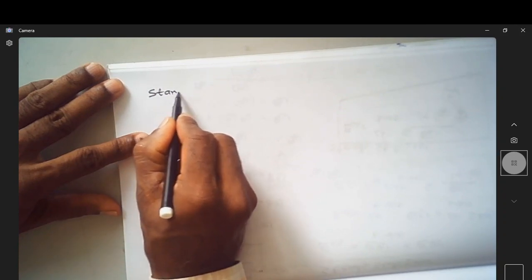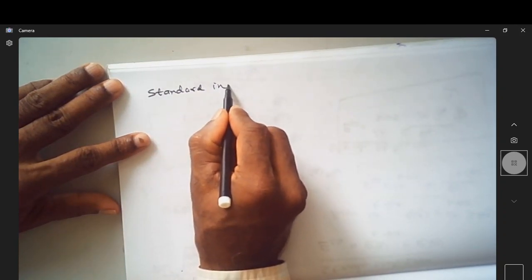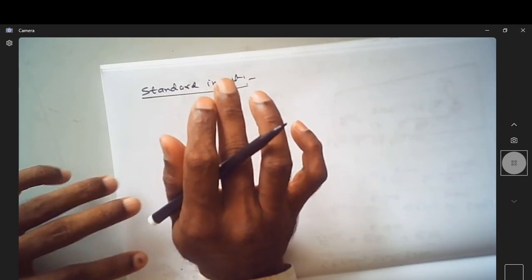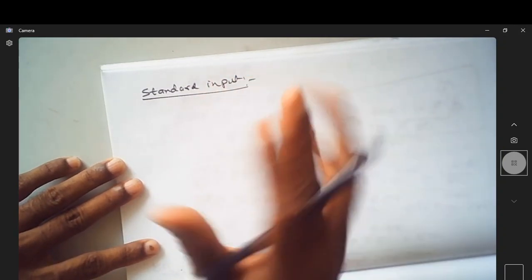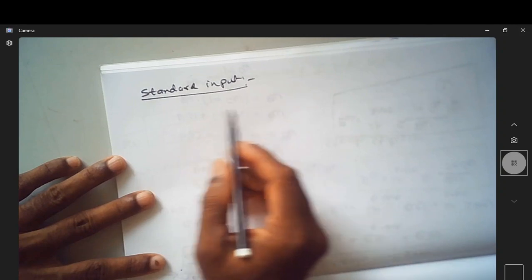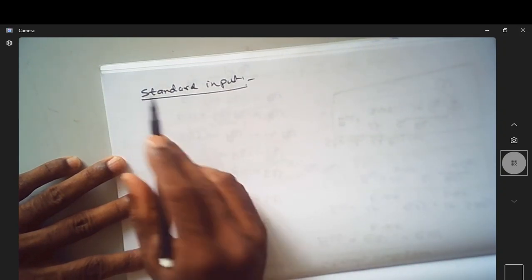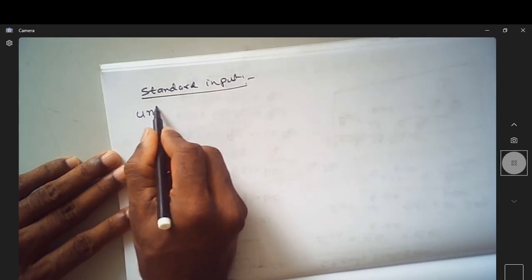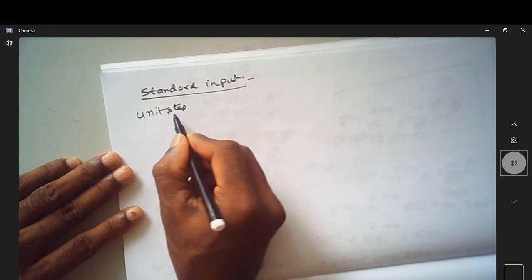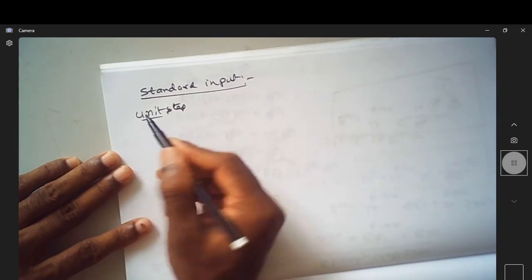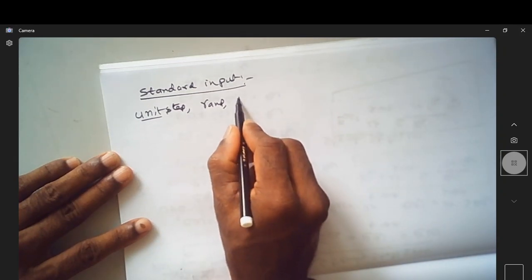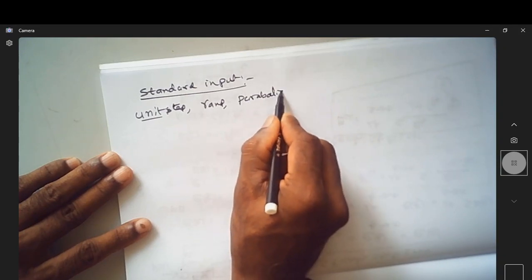So let us talk about the standard inputs. Any typical input that is possible is a combination of various standard inputs. There are 3 standard inputs that will be considered in this case. Those 3 are the unit step input, or you can call it a step input, of course unit is just the magnitude, a ramp input, or a parabolic input.